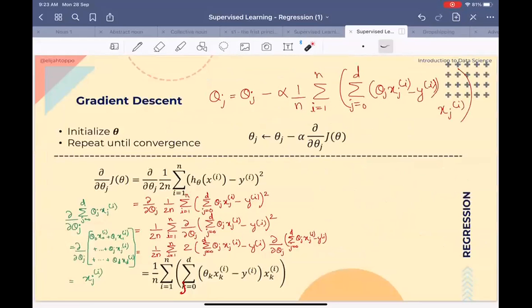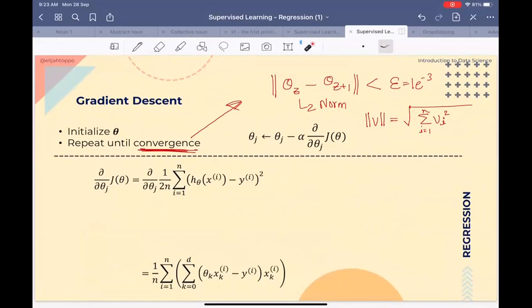Once we have that, we can then replace this into our direct formula, which says that the new value of theta j is the old value of theta j minus the learning rate multiplied by this term, which is the average summation over all terms, summation over all dimensions of theta j xj minus y multiplied by xj.